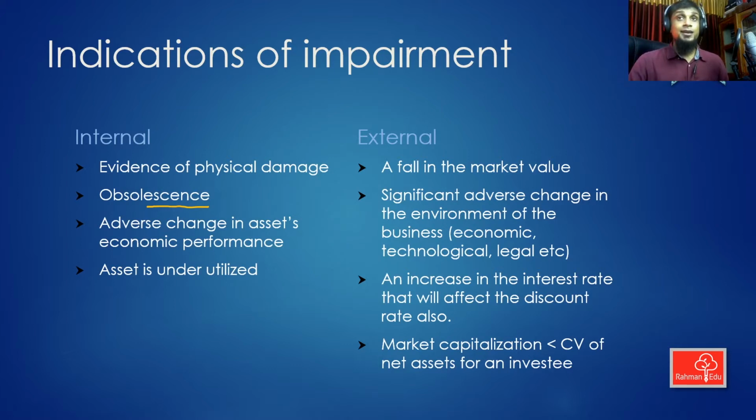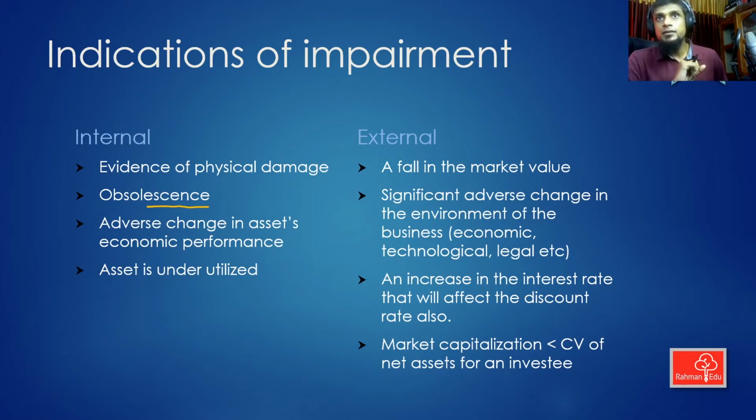And then another internal indication is that the asset is underutilized. The asset being underutilized means the value in use, the present value that you receive from using that asset, is going to be lower, right? So recoverable amount may also be lower, and in that case it can be a potentially impaired asset. So set aside those internal indications. Let's focus on the external indications.